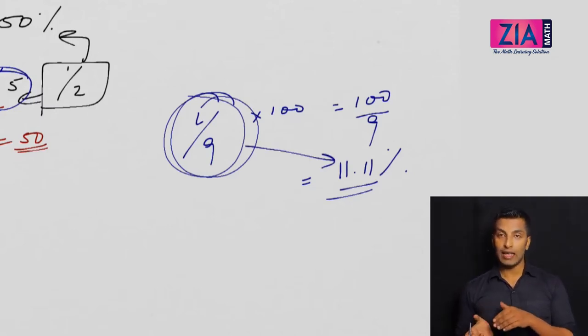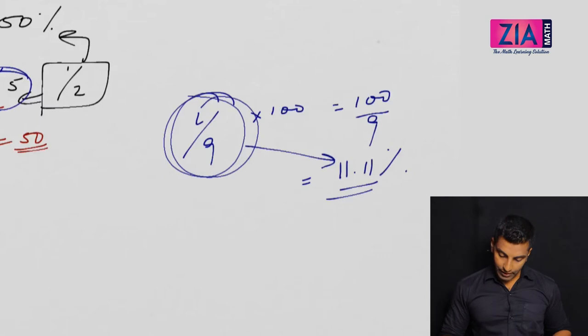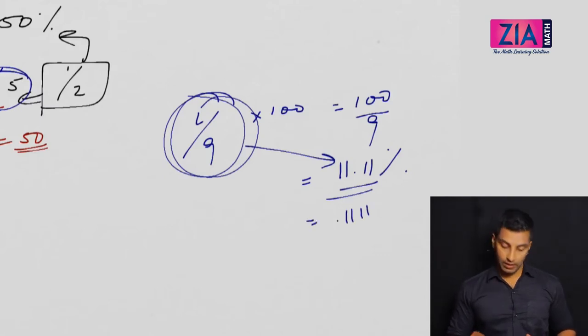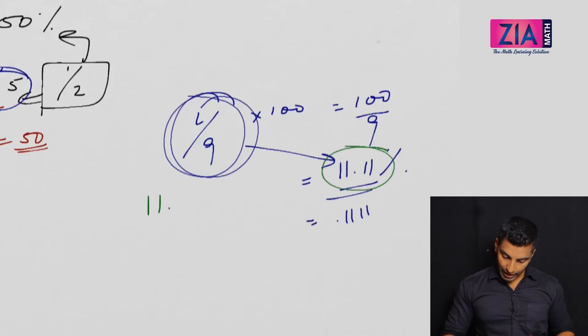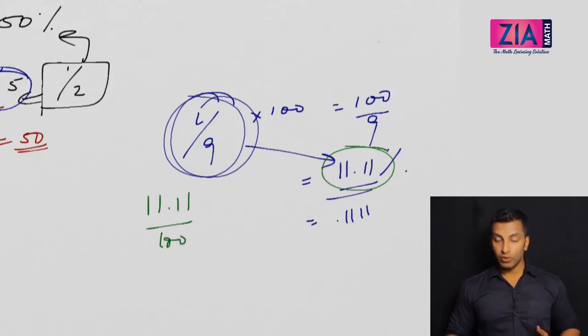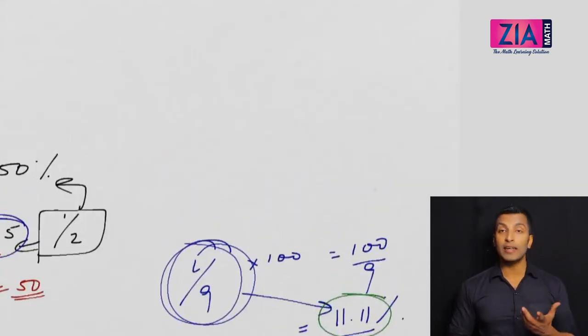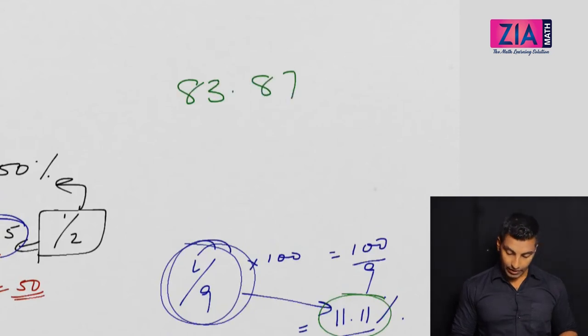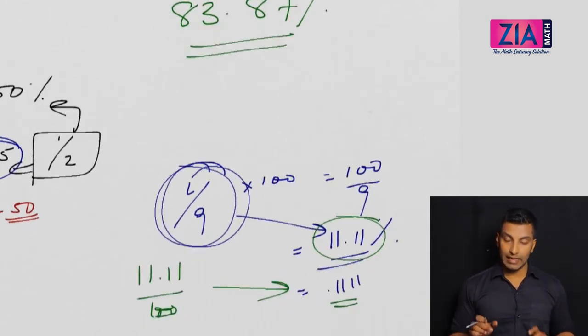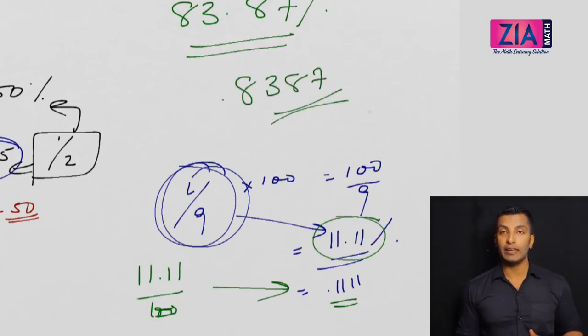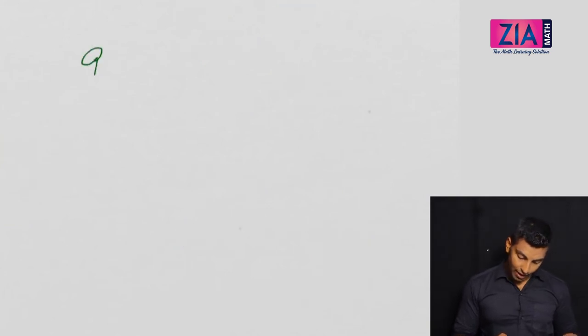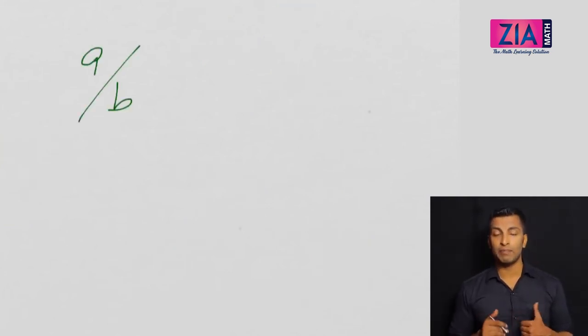Now if you need to convert this into a decimal, basically you need to shift 2 places to the left, then it becomes 0.1111. Why? Because this 11.11 is in percentage, which means divided by 100, so you shift 2 places to the left. Similarly, if a percentage is given as 83.87, the ratio is given in percentage. To express this in decimal, you just shift 2 places to the left, so it's nothing but 0.8387.